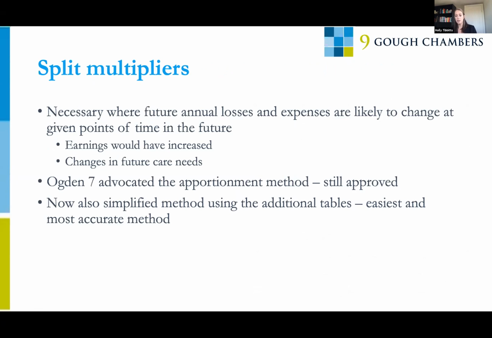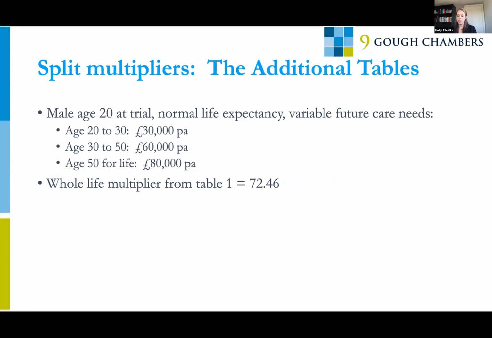Ogden 7 advocated the apportionment method to split multipliers in these circumstances. That involved a 6-stage process whereby the term certain multipliers were manually split into percentages, and those percentages were then applied to multipliers allowing for mortality to give the final figures. That method is still approved in Ogden 8, but the tables also provide for an additional simplified method using the additional tables, which is said to be the most accurate method. So let's have a look at how this works in practice.